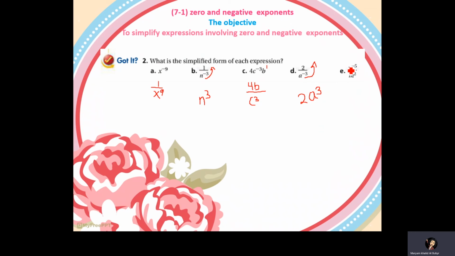Finally, this one, I will move the n. I will keep m already down. So up is just 1. You cannot say 0, because 0 over anything is 0. So I will move this one. So you have to say n to the power 5 over m to the power 2.